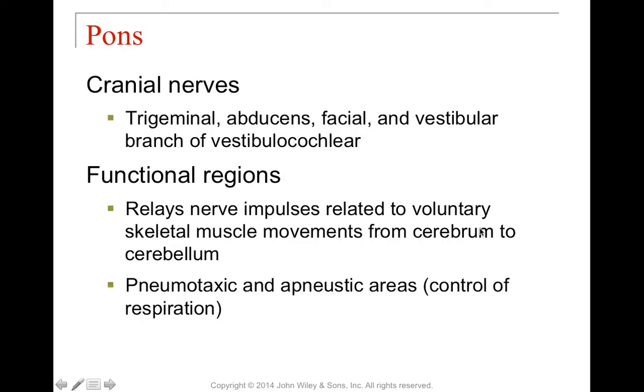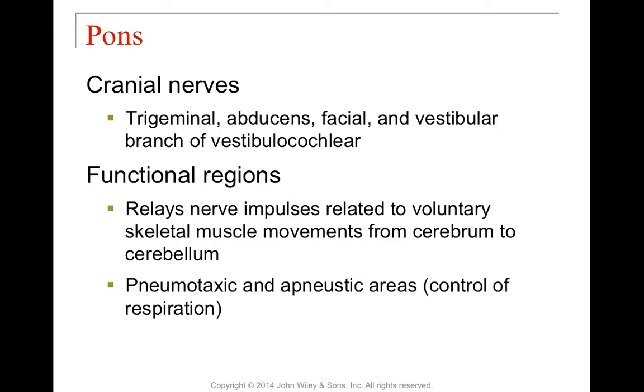If we're looking at the pons, the cranial nerves that come out of the pons include the trigeminal, the abducens, facial, and the vestibular branch of the vestibulocochlear nerve. The vestibulocochlear nerve deals with balance and equilibrium. Balance and equilibrium are the vestibular branch, and the cochlear would be hearing. So both hearing and equilibrium are tied in through this one particular nerve.